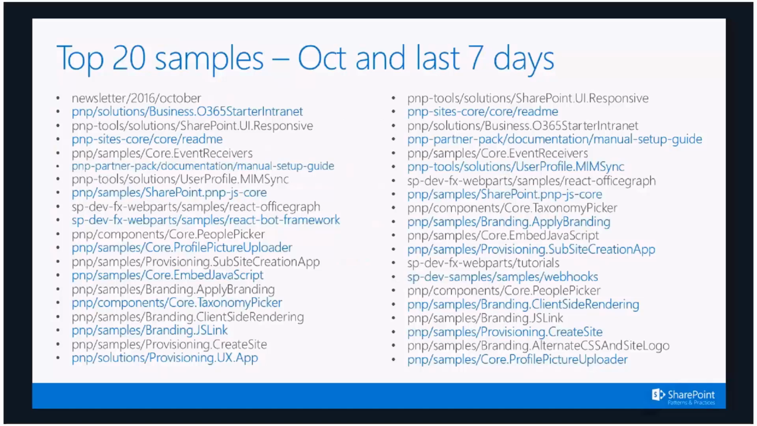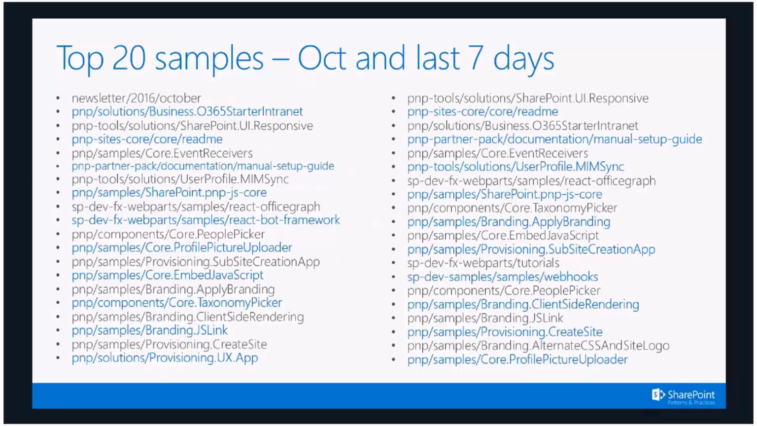Except the first one. The first one is actually one of our internal newsletters, and it had like 3,000 readers, so it went on top of the list from usage perspective. But we used the same tooling for tracking our newsletter reading. But it's really interesting to see that the number one sample or solution from the PnP gallery is actually how to do publishing portals in Office 365.